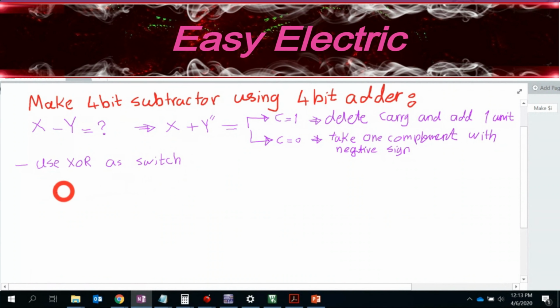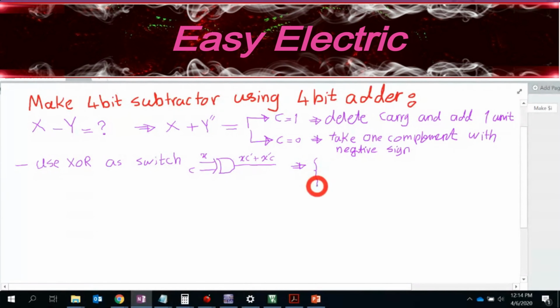Suppose this is your XOR, with two inputs. I call one X, and the next one C, the control pin. You have the output, which, remember, from the definition of the XOR, is X C prime plus X prime C. This we already know.